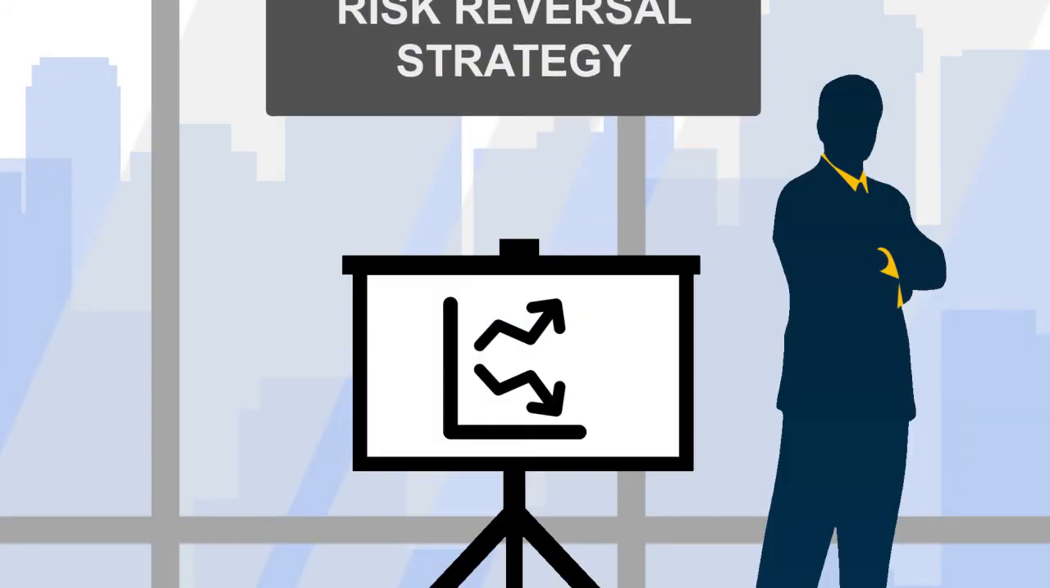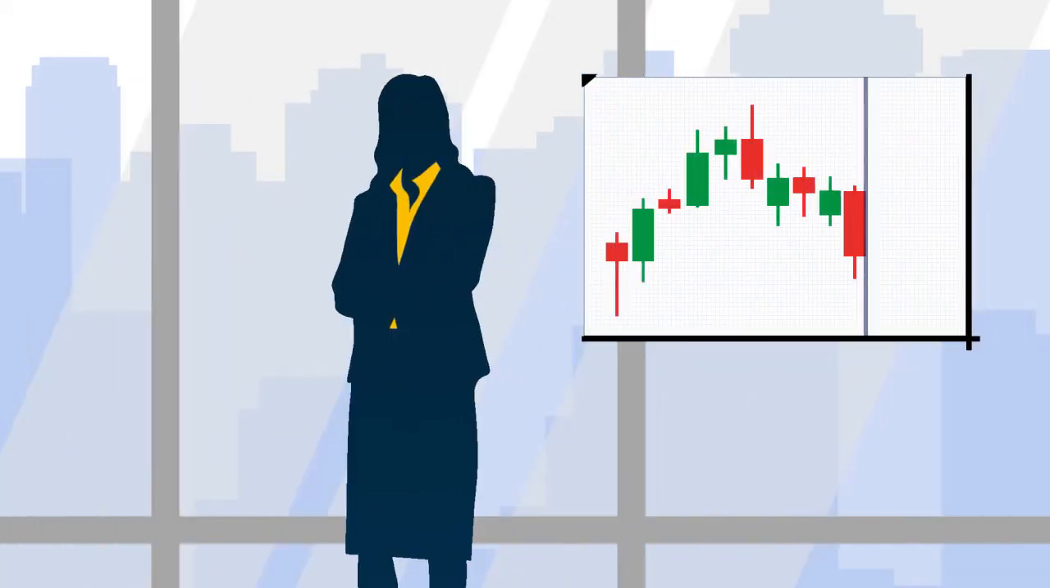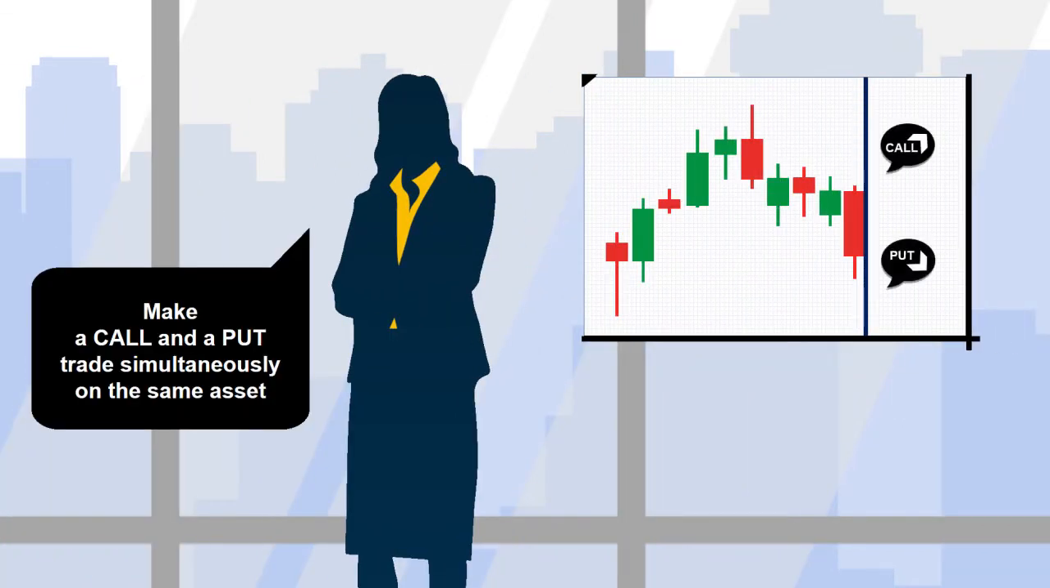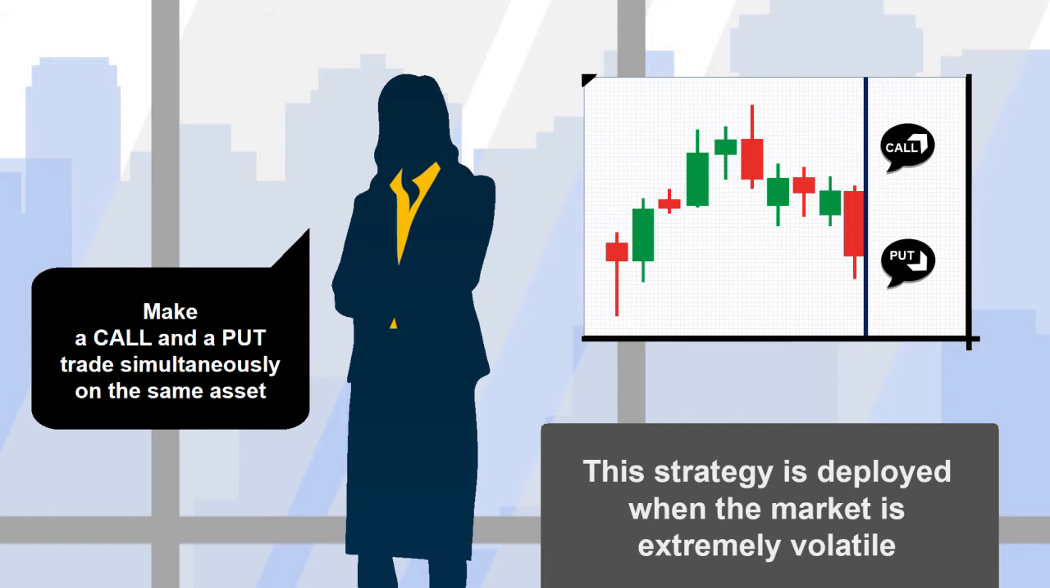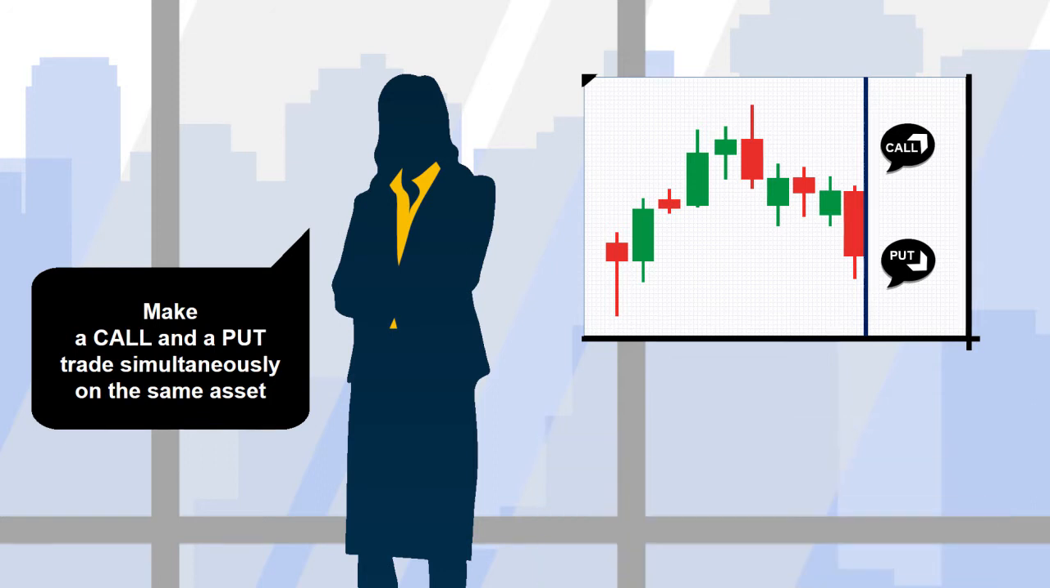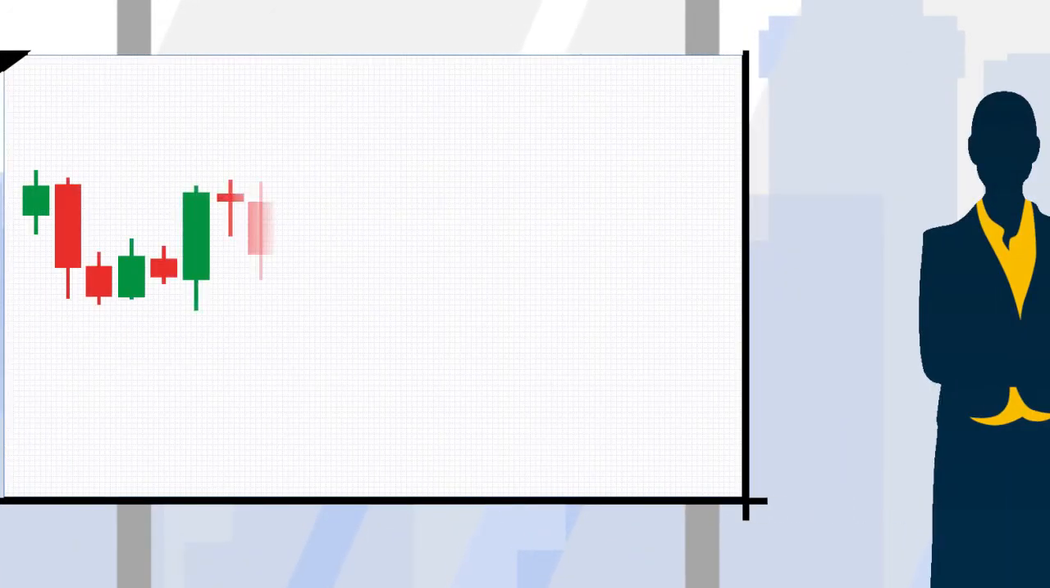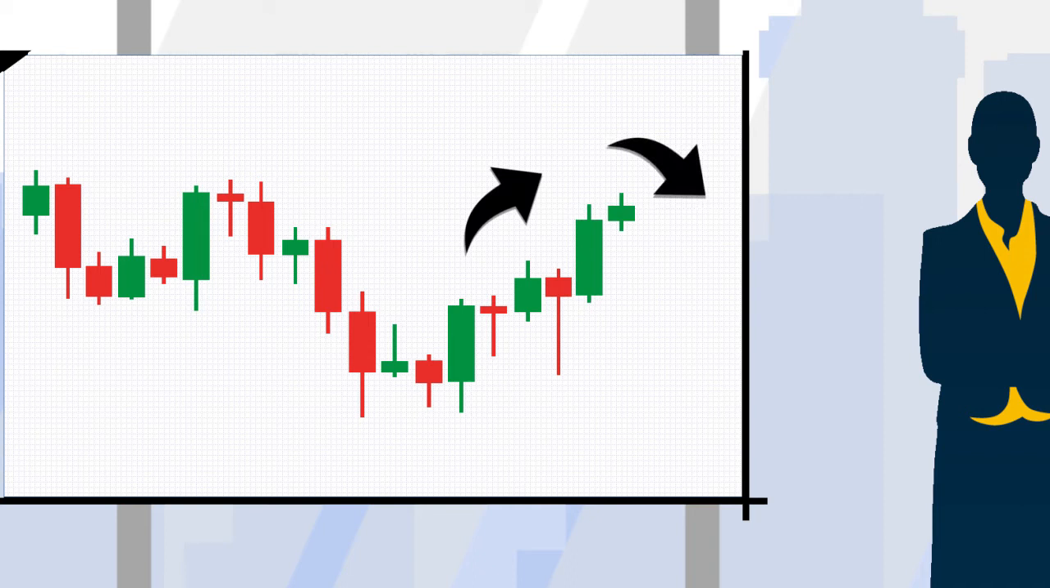The risk reversal strategy requires you to make a call and a put trade simultaneously on the same asset. Normally, this strategy is deployed when the market is extremely volatile, leaving you unsure as to which way the market will go. Let's say an asset that you're interested in trading seems to be on the rise, but you get conflicting signals which indicate that it may also go the other way at any time soon.